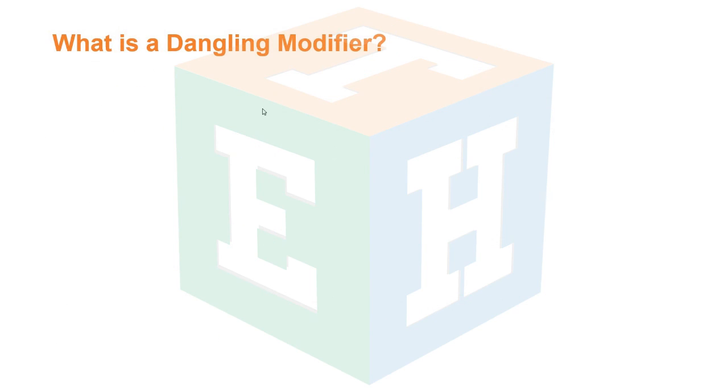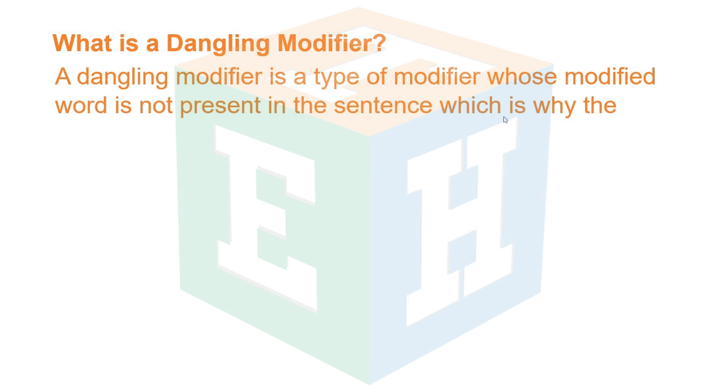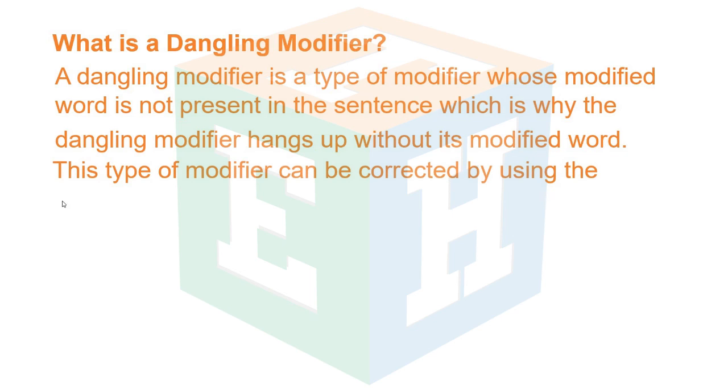What is a dangling modifier? A dangling modifier is a type of modifier whose modified word is not present in the sentence, which is why the dangling modifier hangs without its modified word. This type of modifier can be corrected by using the modified word in the sentence.